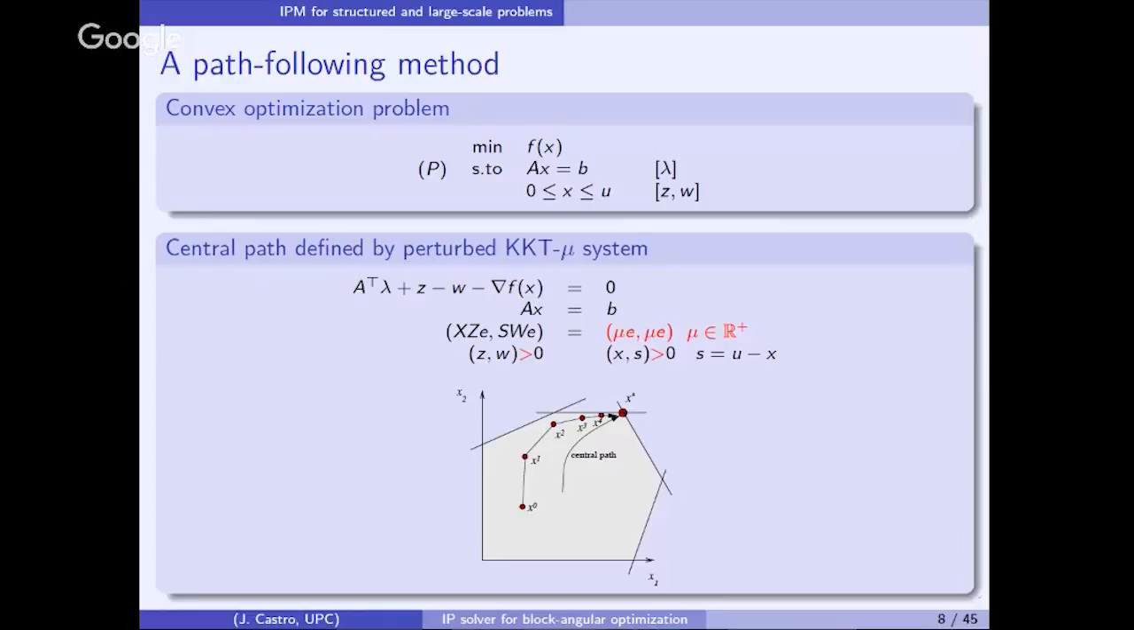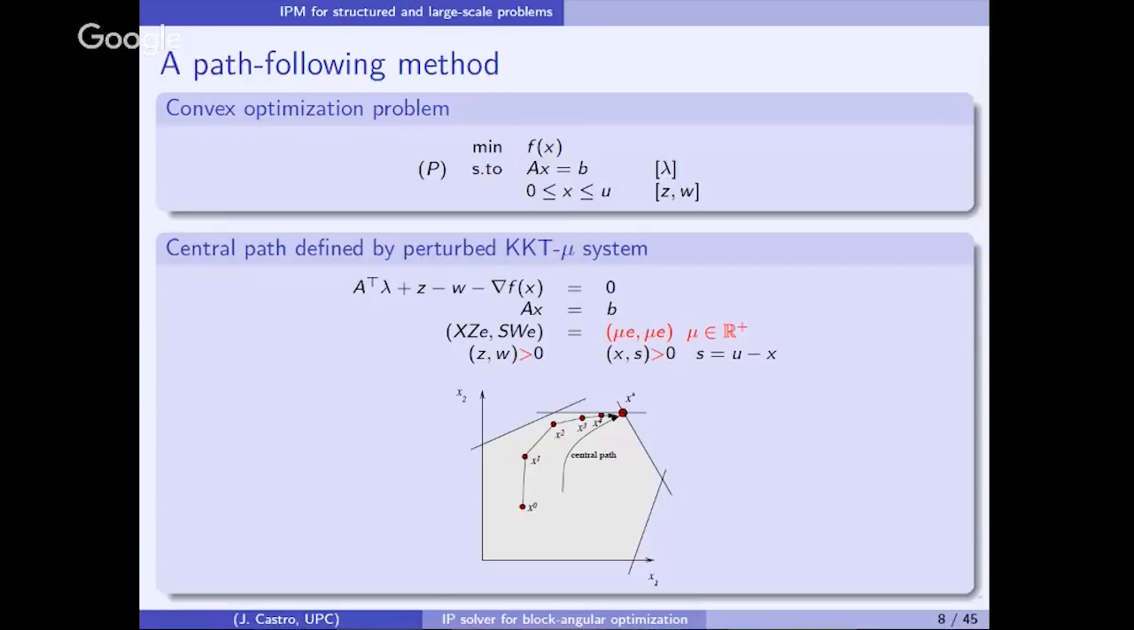Interior point methods follow approximately the central path. They do something like starting from x0, go to x1, x2 until that. That's why these methods are named path following methods, because they follow in an approximate way the central path. Well, I'm not going to explain that in detail, but that's the idea.